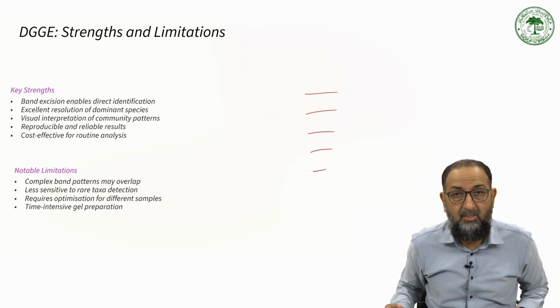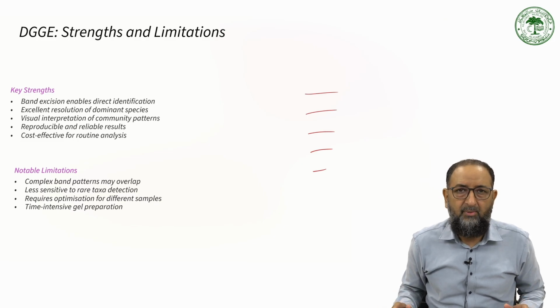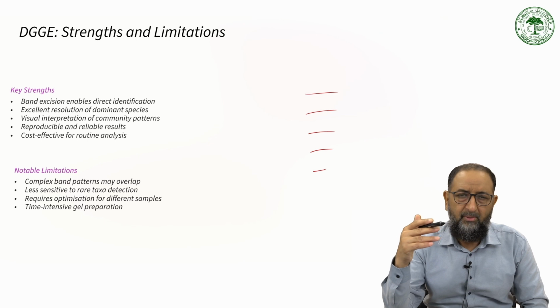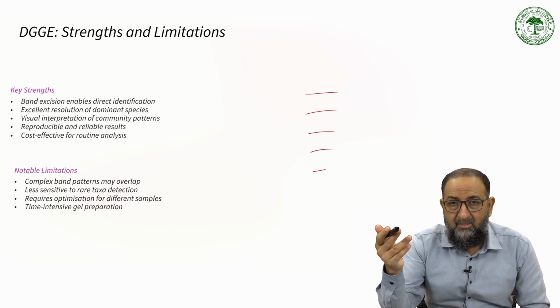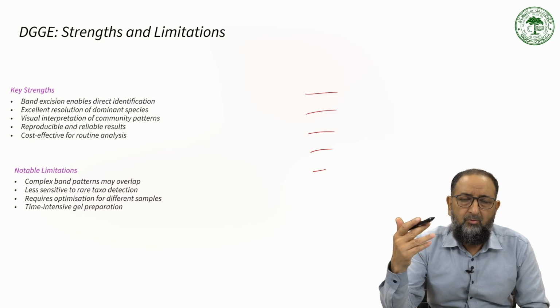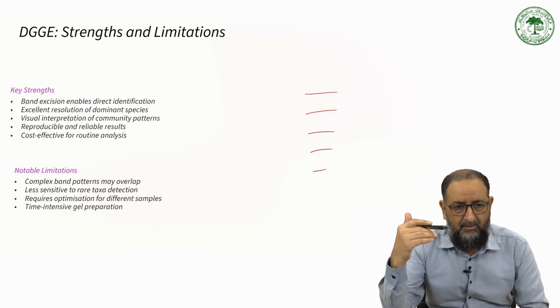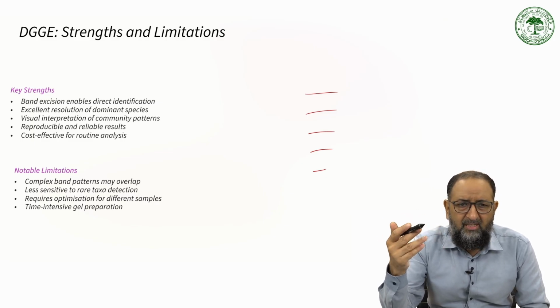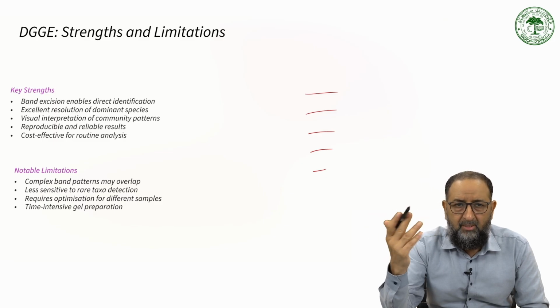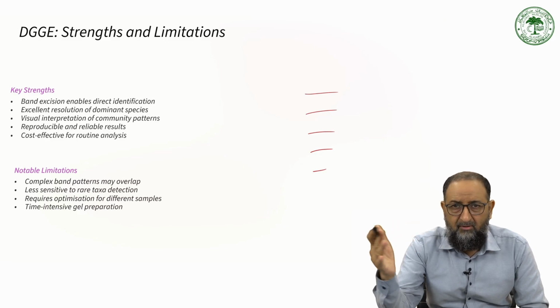Reproducible and reliable results. So your results are very, very reproducible. Once you identify the markers, this marker can be reproducible with the same primers, if you can identify through PCR and then sequencing, or through some other method. Cost effective for routine analysis. You can routinely do it, using the same standardized condition of DGGE, and you can identify these markers and you can find variation.